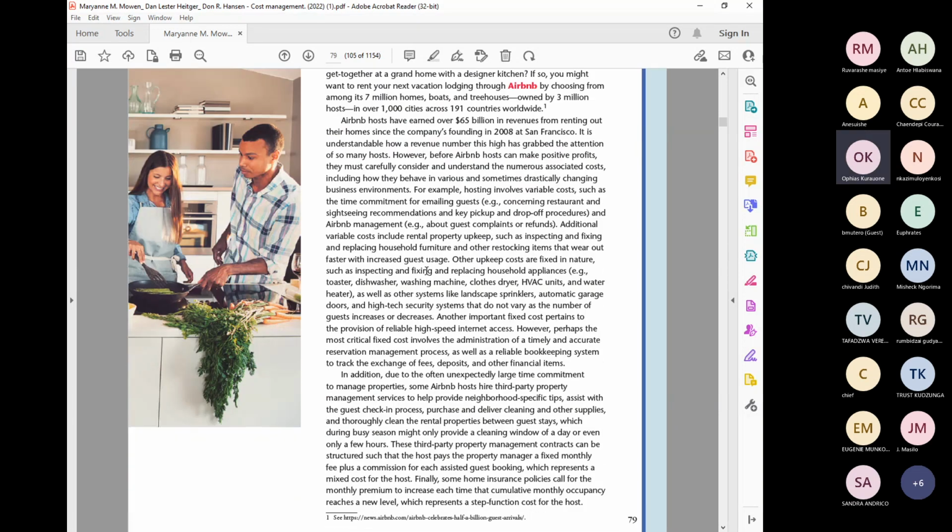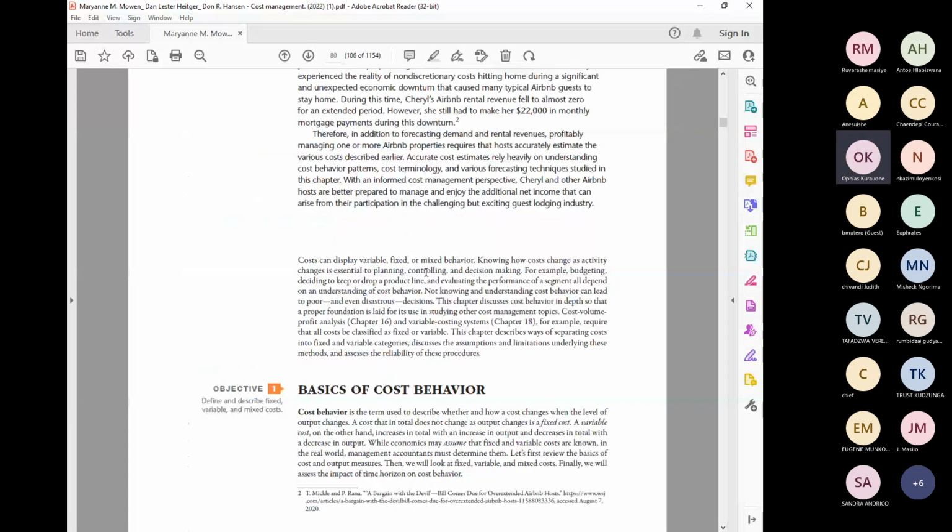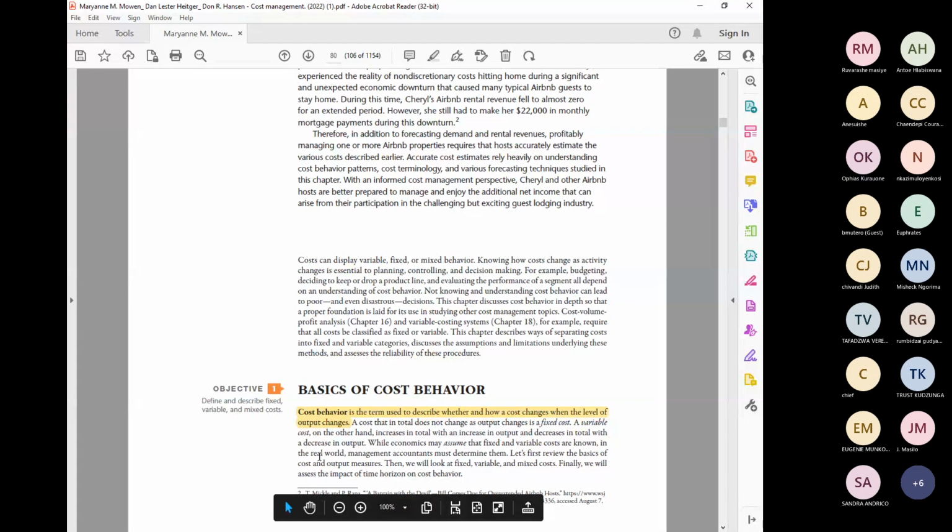The next one, let's look at cost behavior, just a wind up of what we're doing. The basics of cost behavior. Cost behavior is a term used to describe whether and how a cost changes when the level of output changes. If you read this chapter again, it can help you. A cost that in total does not change with output change is a fixed cost. A variable cost, on the other hand, increases with the level of output.